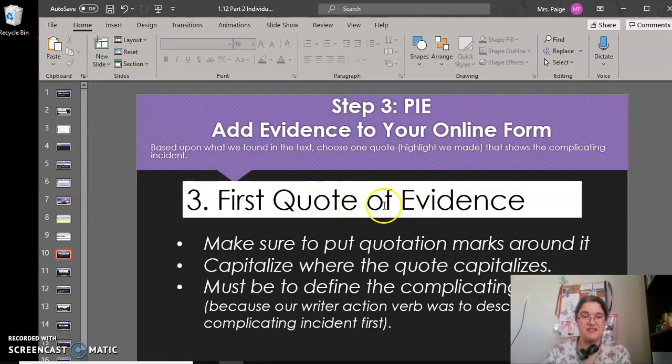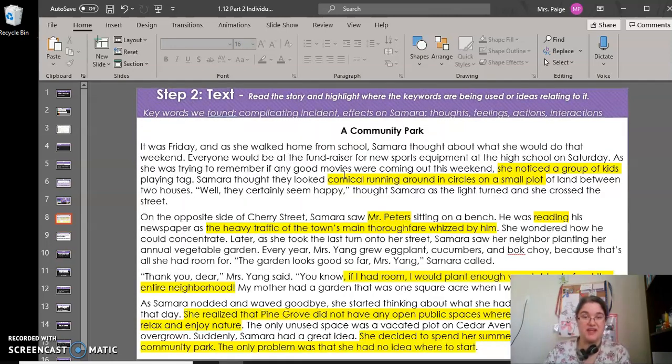So the next step is giving the first quote of evidence. Number 3, you are going to write one of the quotes from what you had said before, but you want to make sure that the quotation marks are the same, that the capitalization is the same. This first one for number 3 must define the complicating incident. So that's literally from the first page that we did. So any of these could be the quote that you use. You'll then describe it more in your reasoning.